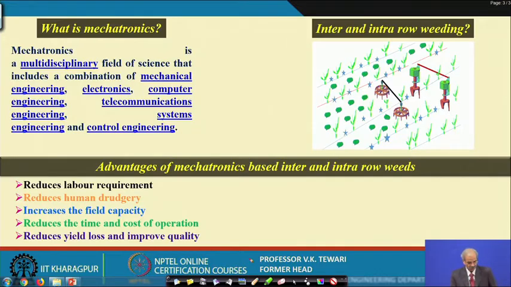So, we can see that this particular technology of intra-row advanced level uses mechatronics here, which is nothing but an interdisciplinary one, which is a combination of mechanical engineering, electronics, computers and several others, control engineering, depending upon the level of mechanization we have.